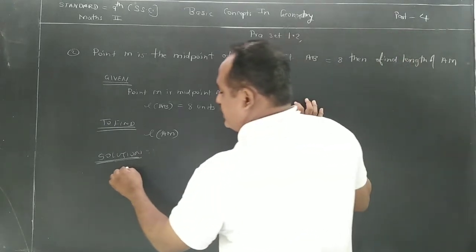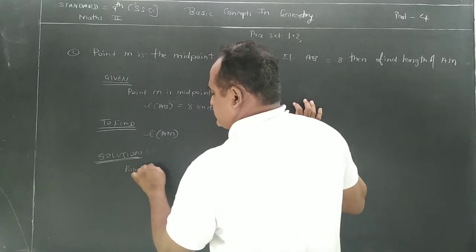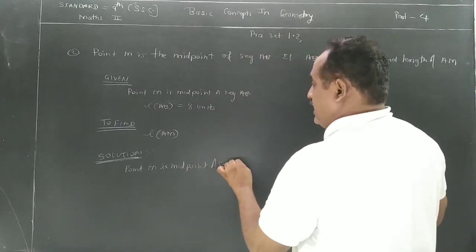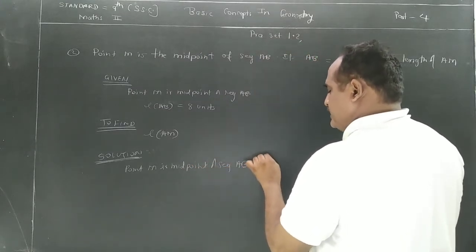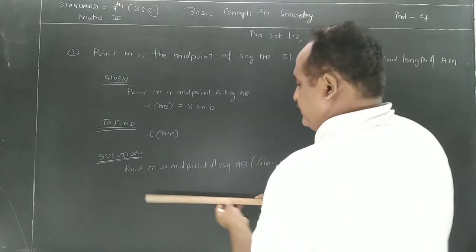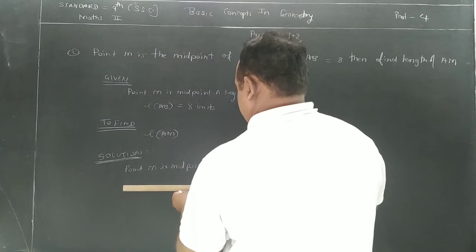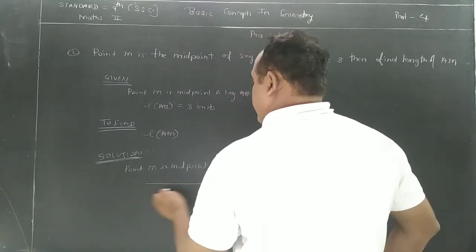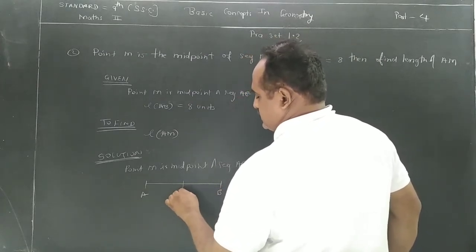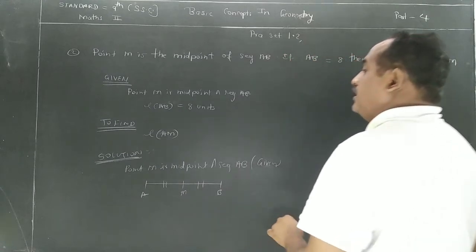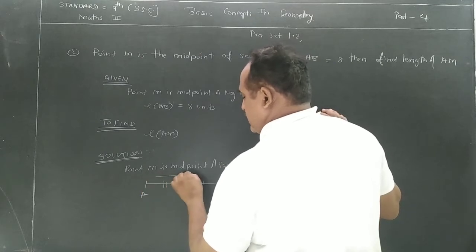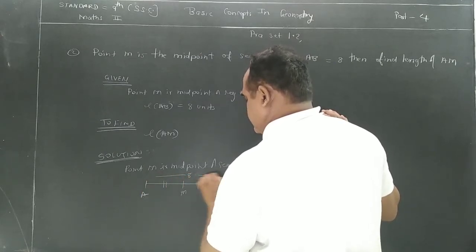So once again I am going to write: point M is midpoint of segment AB. It is given. If you want to draw the figure, you draw it. It will help you. Again, it is not required. This is A, B, this is M. You put the symbol of equal length, and AB is how much? 8 units.